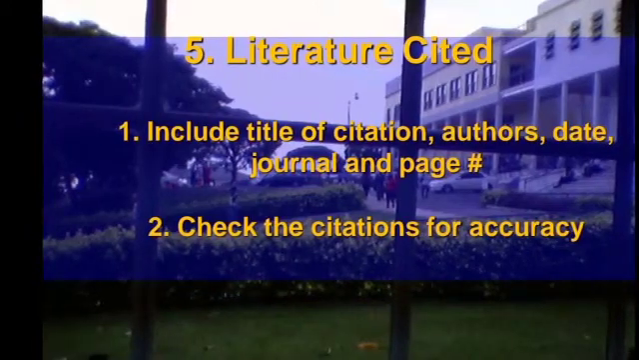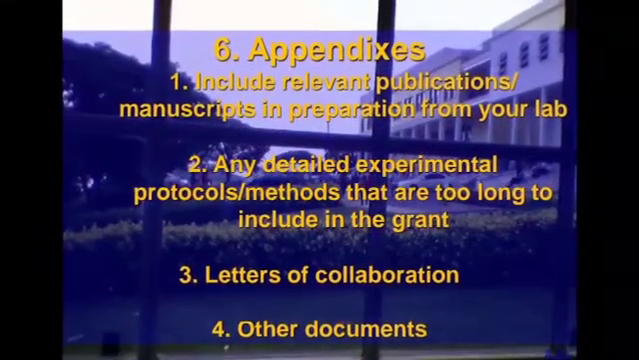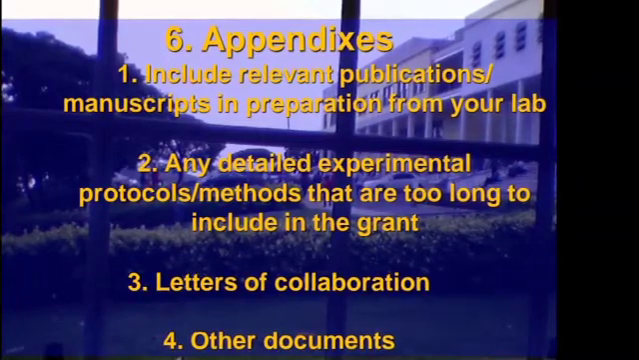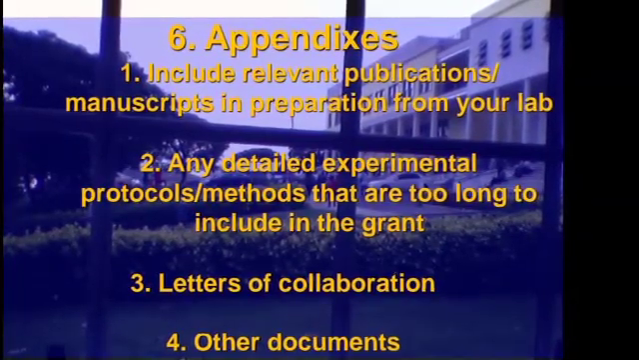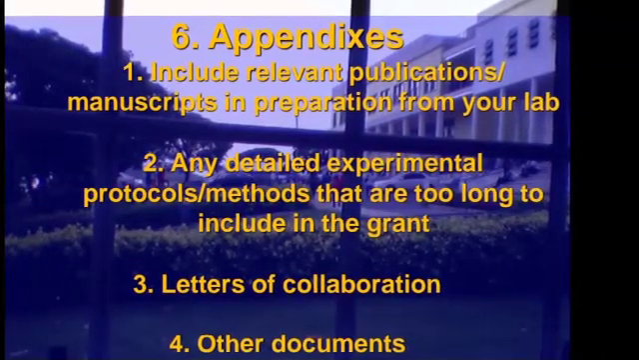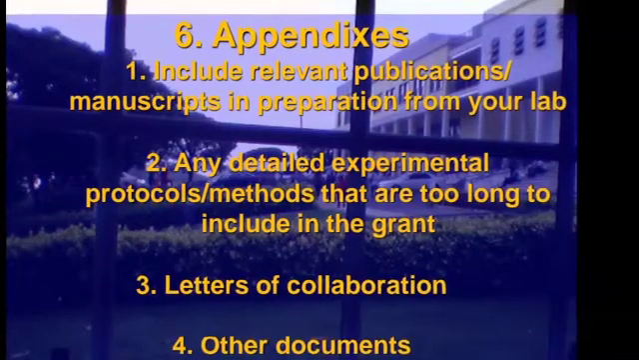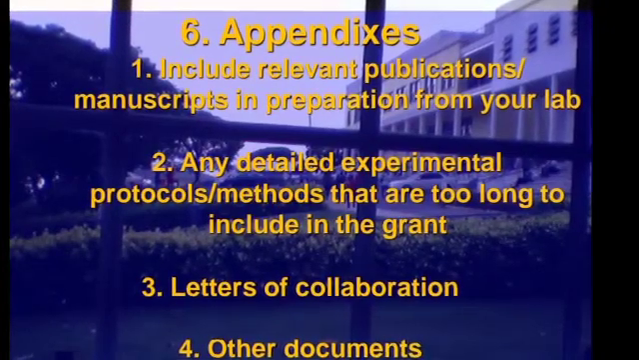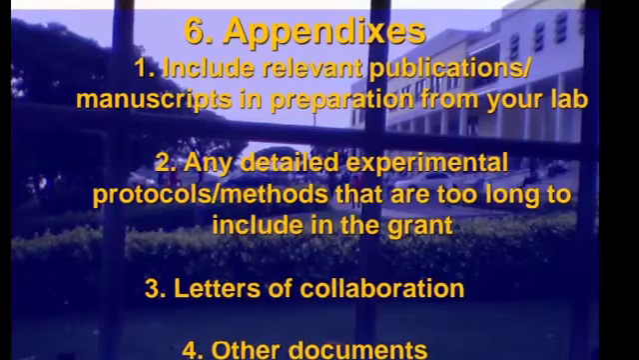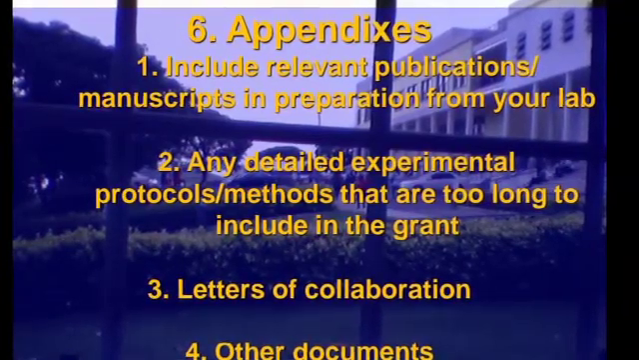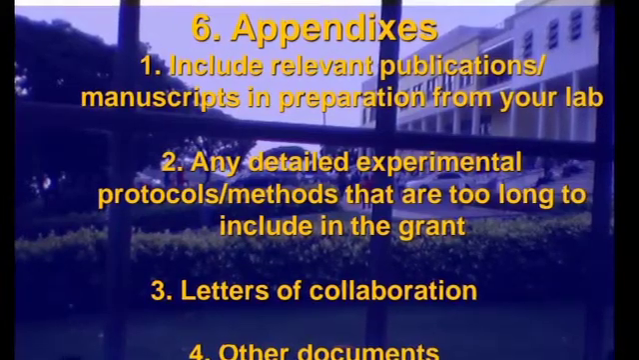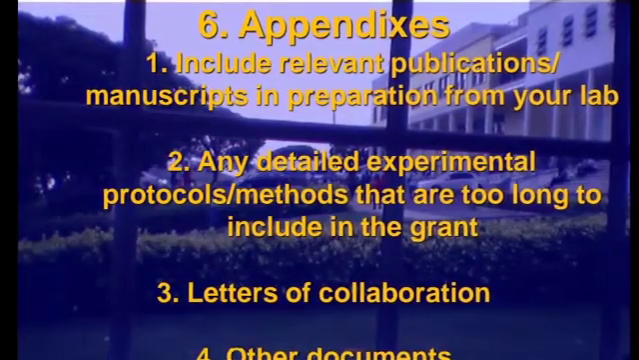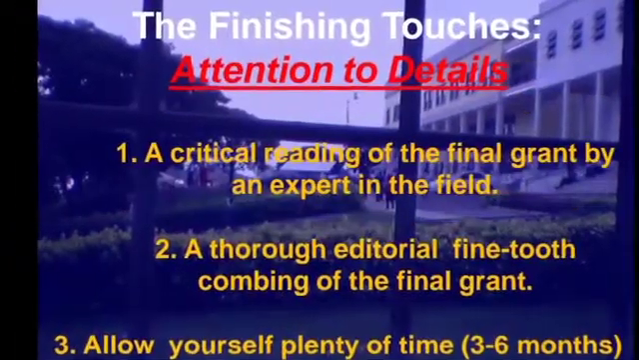The sixth section of the grant proposal is appendices. Appendices should include relevant publications or manuscript in preparation from your lab, any detailed experimental protocols that are too long to include in the body of the grant, any letters of collaboration from other investigators or scientists that provide some expertise not available in your lab, and other documents in the appendices could be relevant to lab space, equipment available, and personnel available to perform the research.